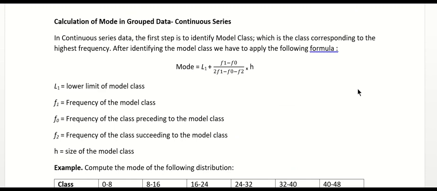So today we are starting with mode in continuous series. Till now we have done mode in individual series and discrete series, and today we are starting with mode in continuous series. The formula to calculate mode in continuous series is L1 plus F1 minus F0 divided by 2F1 minus F0 minus F2, into H. Now we need to understand what F1, F0 and F2 are. That we will understand with the help of an example.